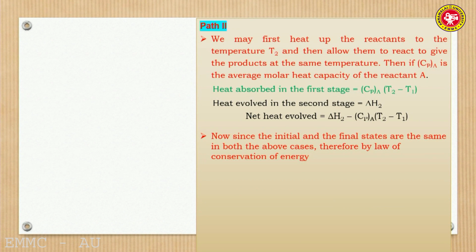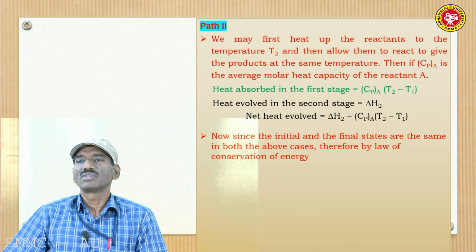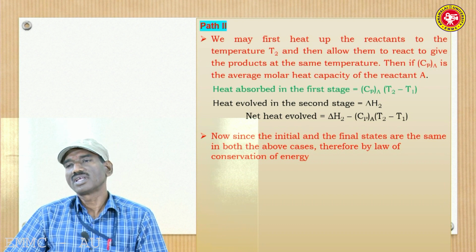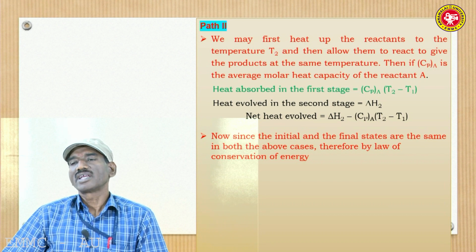In path 2, we first heat up the reactant to the temperature T2 and then allow it to react to give the product at the same temperature. If CpA is the average molar heat capacity of the reactant A, because here we are considering that reactant A gives rise to B as a product, the heat absorbed in the first stage is CpA (T2 minus T1). The heat evolved in the second stage is equal to delta H2. The net heat evolved may be calculated as delta H2 minus CpA (T2 minus T1).